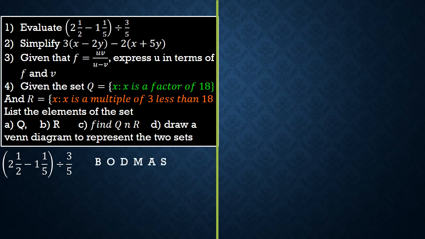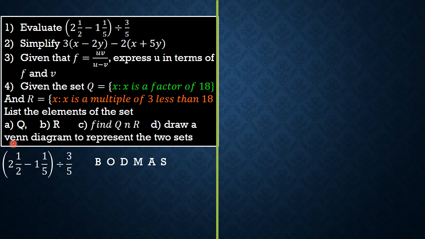We are going to start with B. This B means what, guys? It means bracket. O means of, D means division, M means multiplication, A means addition, and S means subtraction. So we have a bracket here, right? So we are going to evaluate what is in the bracket. We have mixed fractions in the bracket, so we are going to change all of the mixed fractions into improper fractions.